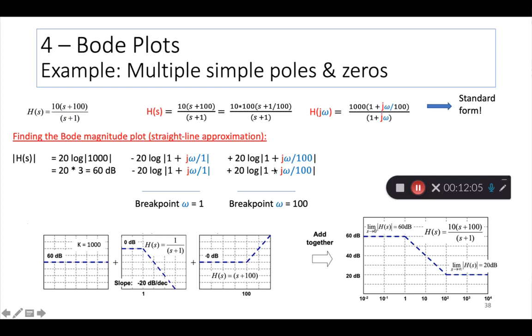These two are still going to remain in omega form, and so we have to start plotting them. But we can write the fact that this has a breakpoint at omega equals 1, that's the 1 in the denominator, and this has a breakpoint at omega equals 100, which is the 100 in the denominator. By the way, I'm on slide 38 in case I didn't mention that before.